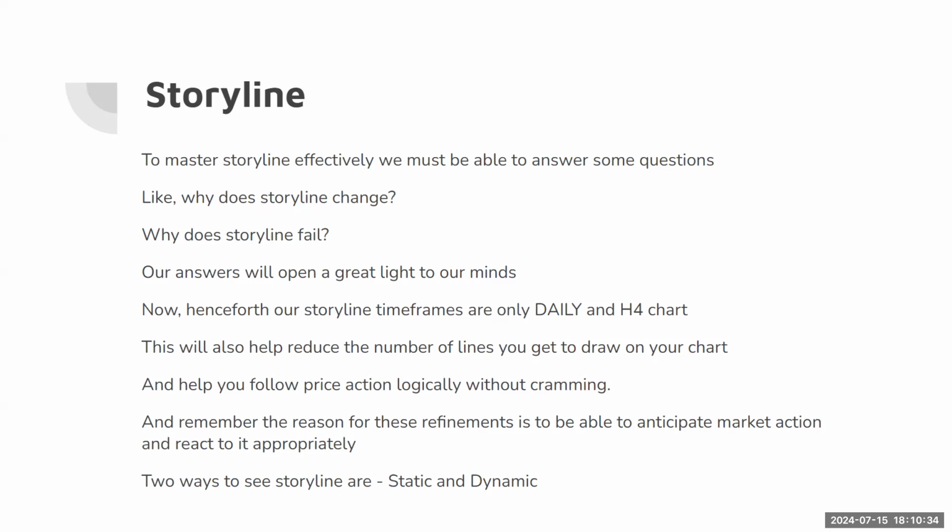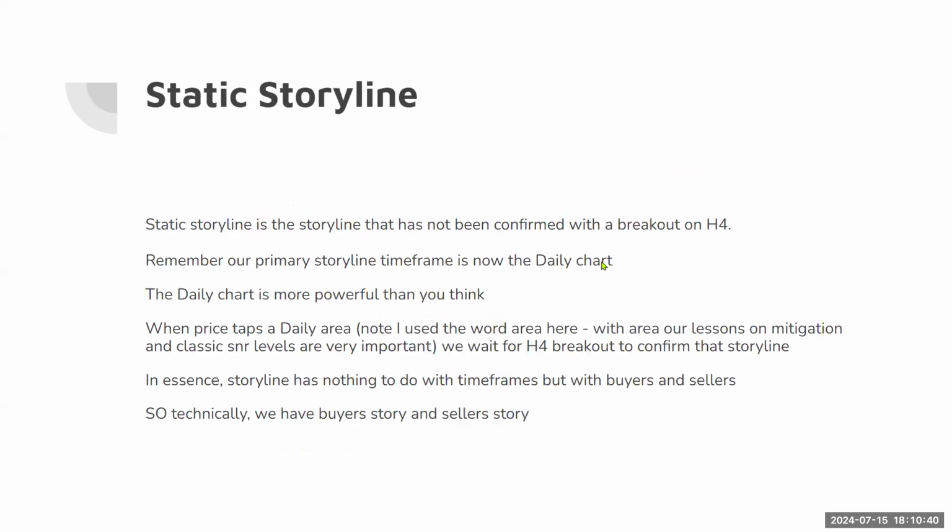So it means that we are going to have two types of storyline, and we are going to talk about that very soon. Is storyline static? Is it dynamic? A static storyline is a storyline that has not been confirmed with a breakout on the H4. Remember that our primary time frame for storyline is the daily chart, and when price gets to a daily level, you expect to confirm that level by waiting for a breakout one time frame below. For our daily chart, one time frame below is the H4 chart.